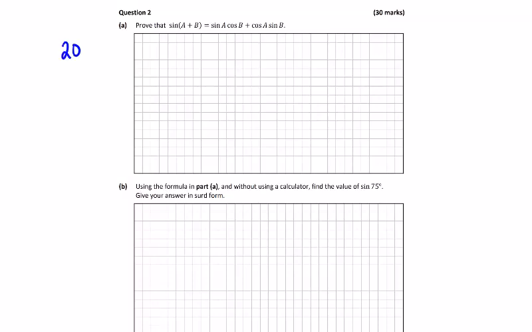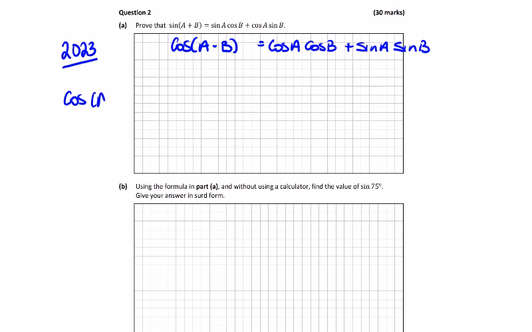This is 2023, paper 2, question 2, the proof of sine A plus B. And I think the best approach to this is to use knowledge from the formula booklet of the cos A minus B is cos A cos B plus sine A sine B. So a piece of knowledge required here is that the cos of 90 minus A is equal to the sine of A.